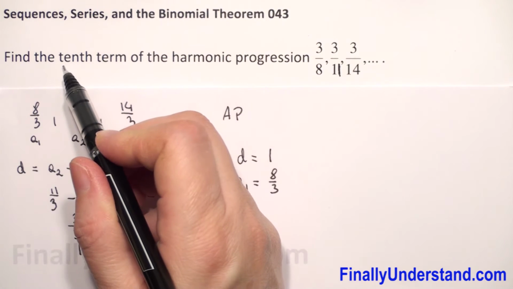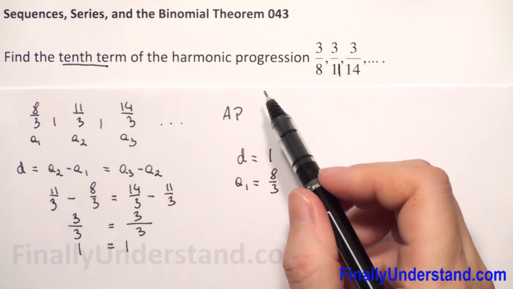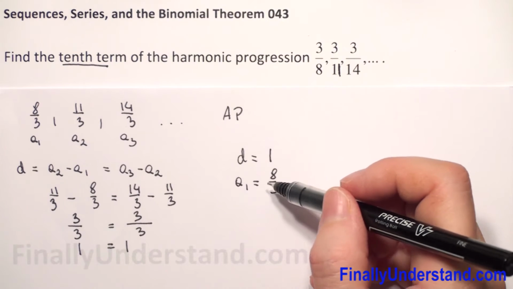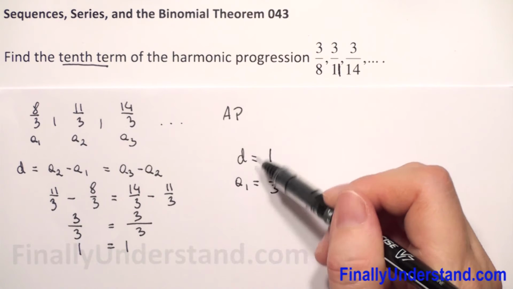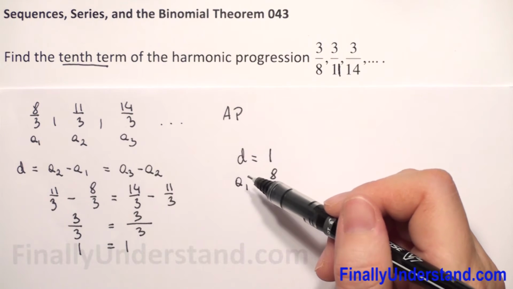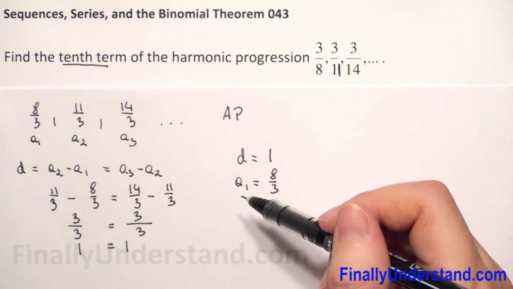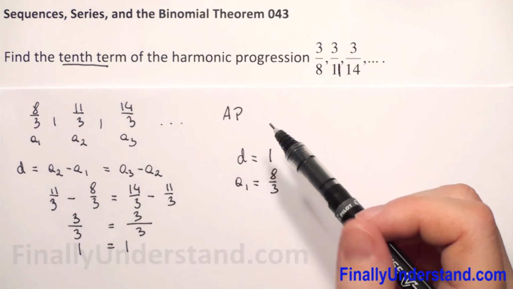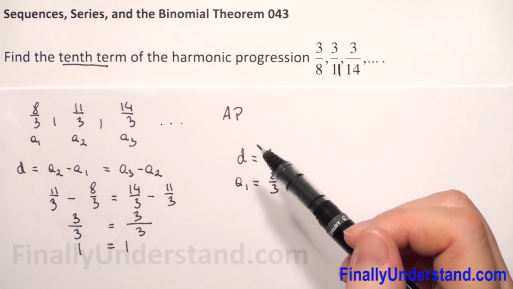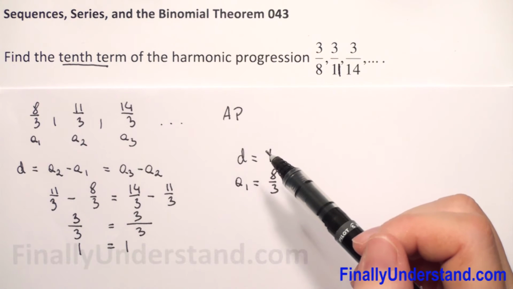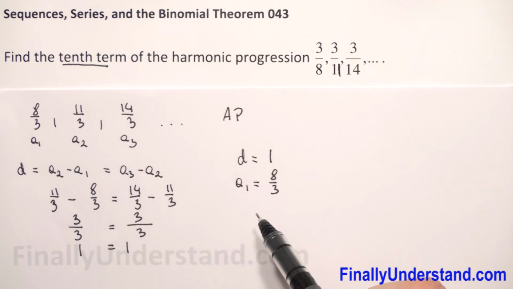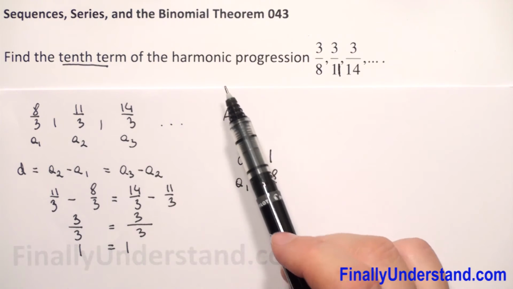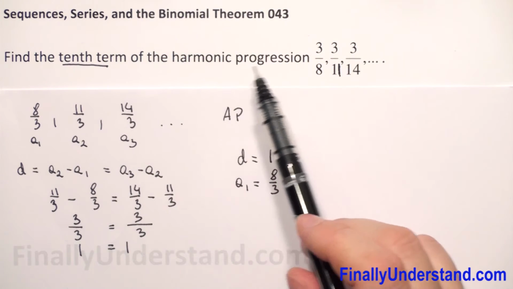In this example, we need to find the 10th term of harmonic progression. So we calculate the 10th term of arithmetic progression, and we will find the reciprocal of the 10th term of arithmetic progression, and we will have the 10th term of harmonic progression, because one more time, the sequence is called harmonic progression if the reciprocals of its terms form arithmetic progression. So we will find the 10th term of arithmetic progression, we will take a reciprocal of this term, and we will have the 10th term of harmonic progression.